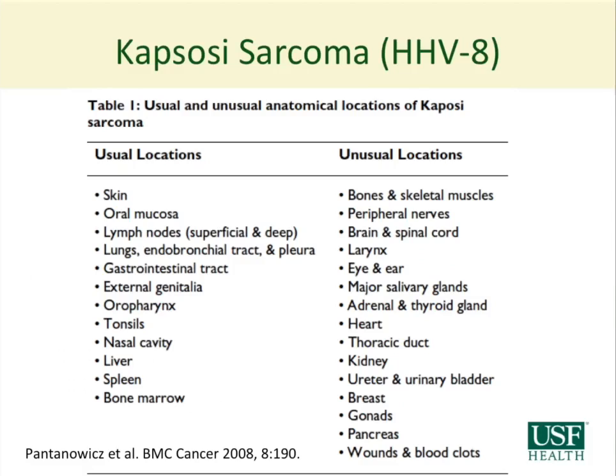Usually you see it on the skin or mucosa. Sometimes you see it in the liver, spleen, bone marrow. Unusual to see in the eye, in the ear, in the brain, and the spinal cord, but anything is possible. And there's also a term called Castleman syndrome. I believe it's more in the internal organs.